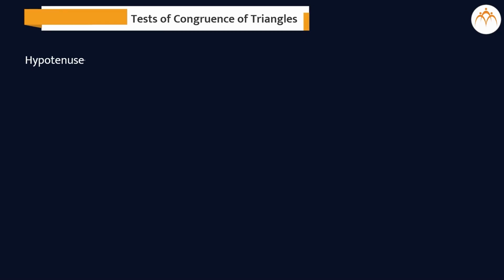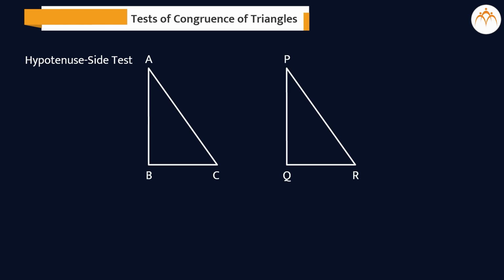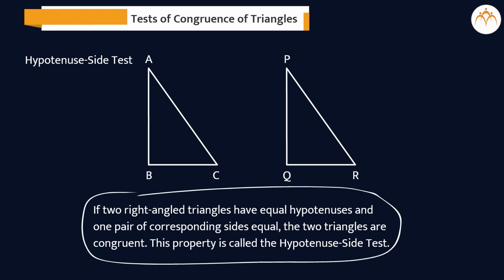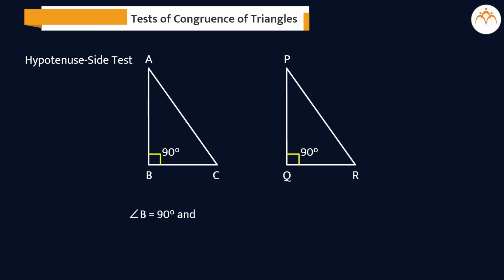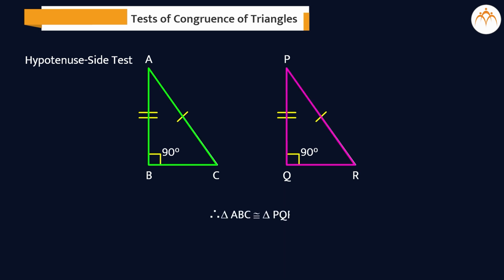Fourth, hypotenuse side test. If two right angled triangles have equal hypotenuses and one pair of corresponding sides are equal, the two triangles are congruent. This property is called the hypotenuse side test. See these figures. In triangle ABC and triangle PQR, angle B is equal to 90 degrees and angle Q is equal to 90 degrees. AC is congruent to PR and AB is congruent to PQ, meaning the hypotenuses and one pair of corresponding sides of the right angled triangles are equal. Thus, triangle ABC is congruent to triangle PQR.